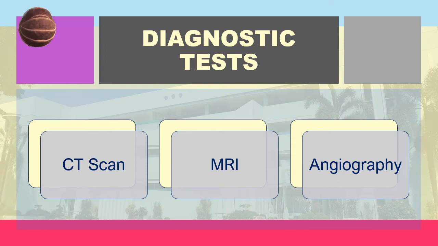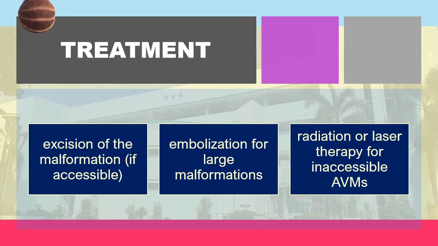So your CT scan and MRI would just be an augment to that of your angiography. We would really want to know what specific area of the brain is affected. Then, class, treatment of course: the malformation would be excised, and it could be done by embolization for large malformations. Class, what do I mean by embolization for large malformations?